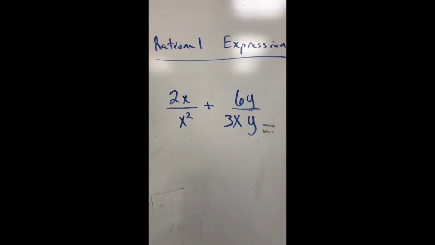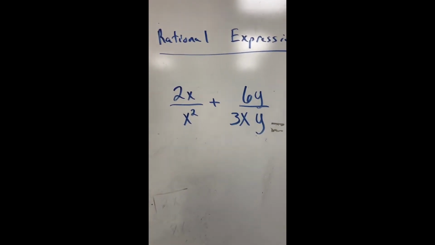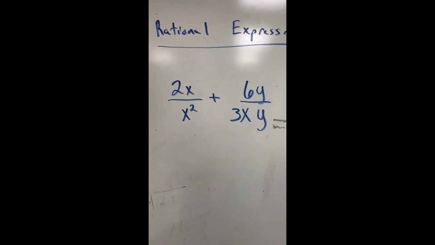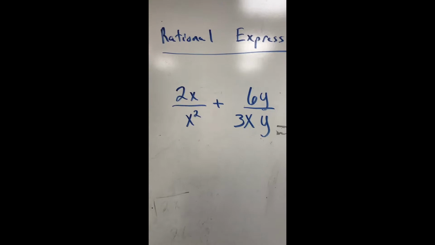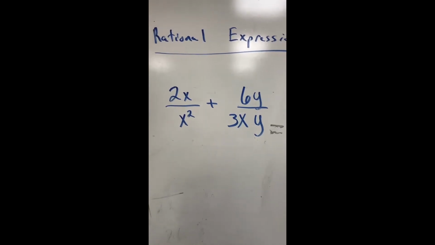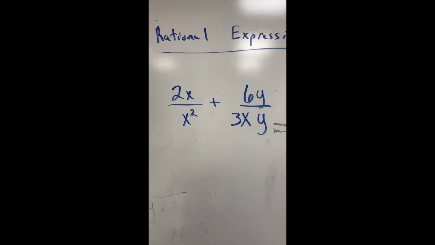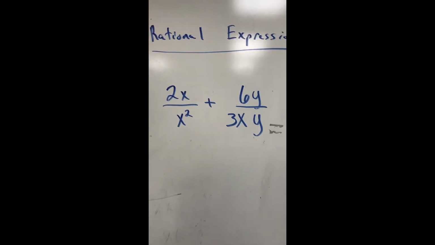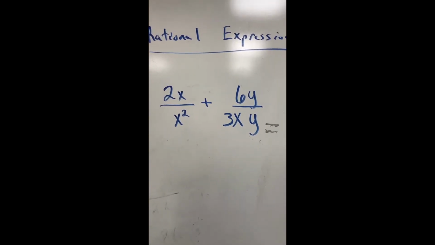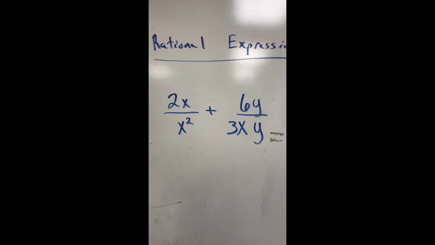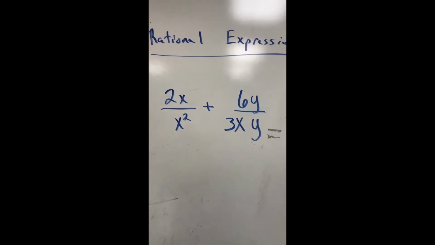All right, for the next example, we have 2x over x squared plus 6y over 3xy. Once again, I want to compare the two denominators, and I need to figure out what the common denominator needs to have in order to combine these two terms. So look at the first one, it has two x's. The second one has a 3x and a y. So that means my common denominator has to have a coefficient of 3, at least two x's and one y. So my common denominator should be 3x squared y.